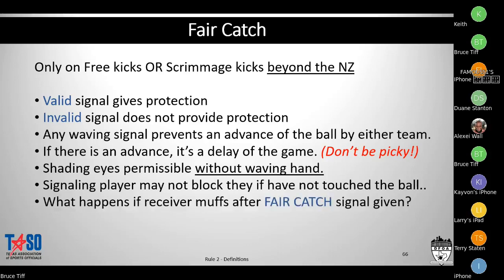What happens if a receiver muffs the ball after a fair catch signal is given? If he muffs it, the ball still kind of goes up in the air. It hasn't hit the ground yet. What does that receiver still do? Right, that's what we're talking about: the protection versus not receiving protection. So you want them to give you a valid fair catch signal, that's one big wave above the head with one arm. In that situation, they get protection to complete that catch as long as the ball has not touched the ground.